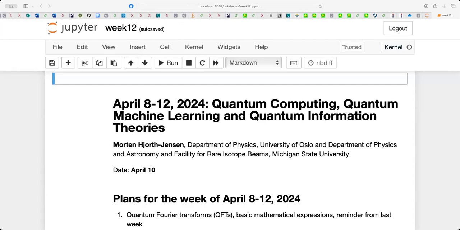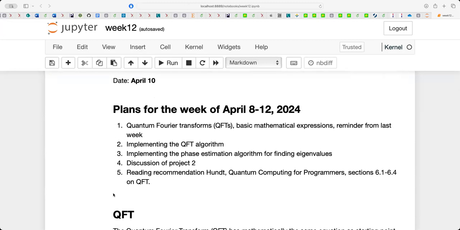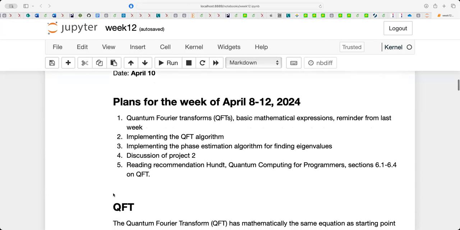Right, welcome back everybody. The topic today is a continuation of what we did last week and before the Easter break. And this is about the implementation of the quantum Fourier transform. And we are going to start looking at one of the important algorithms, which is called the phase estimation algorithm, which we will also use to extract information about eigenvalues and eigenvectors.